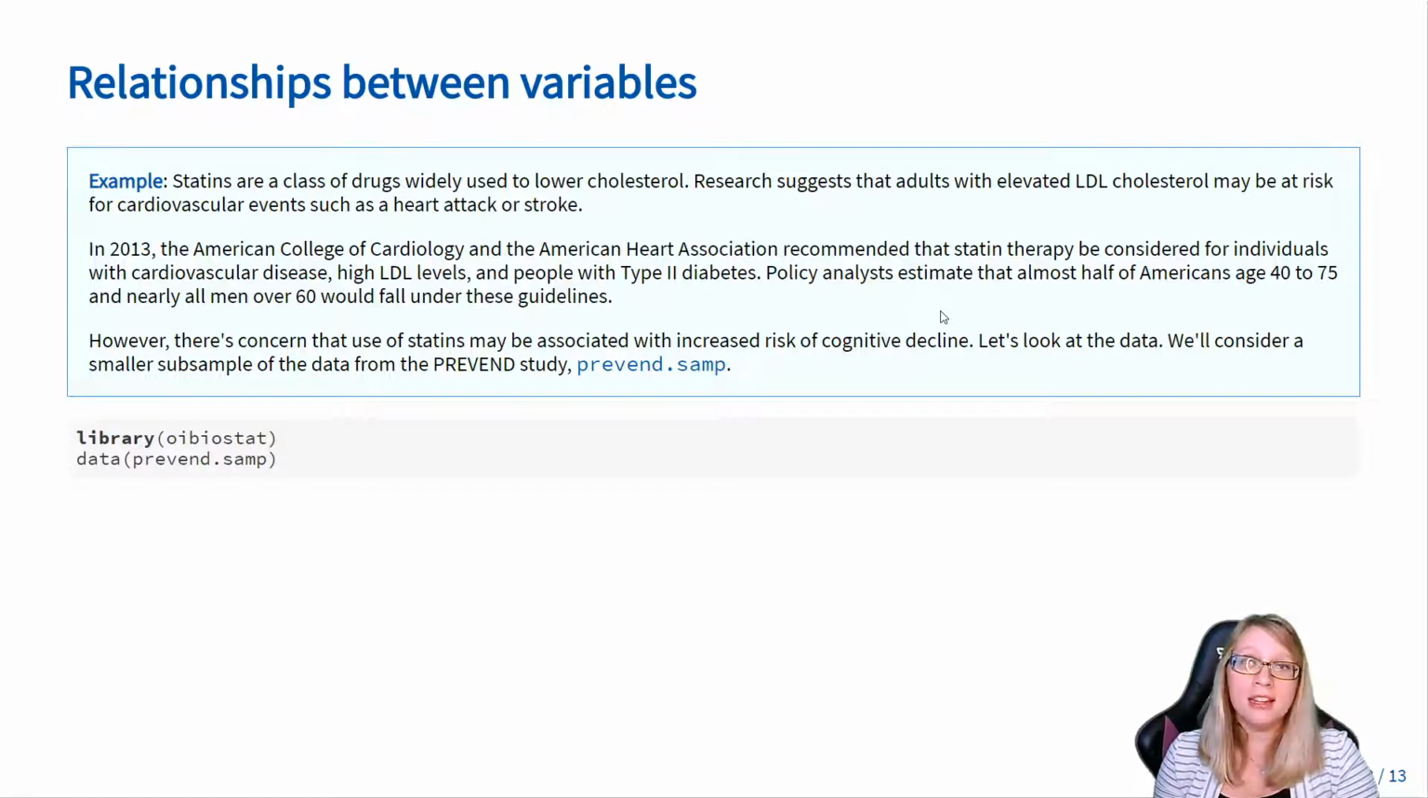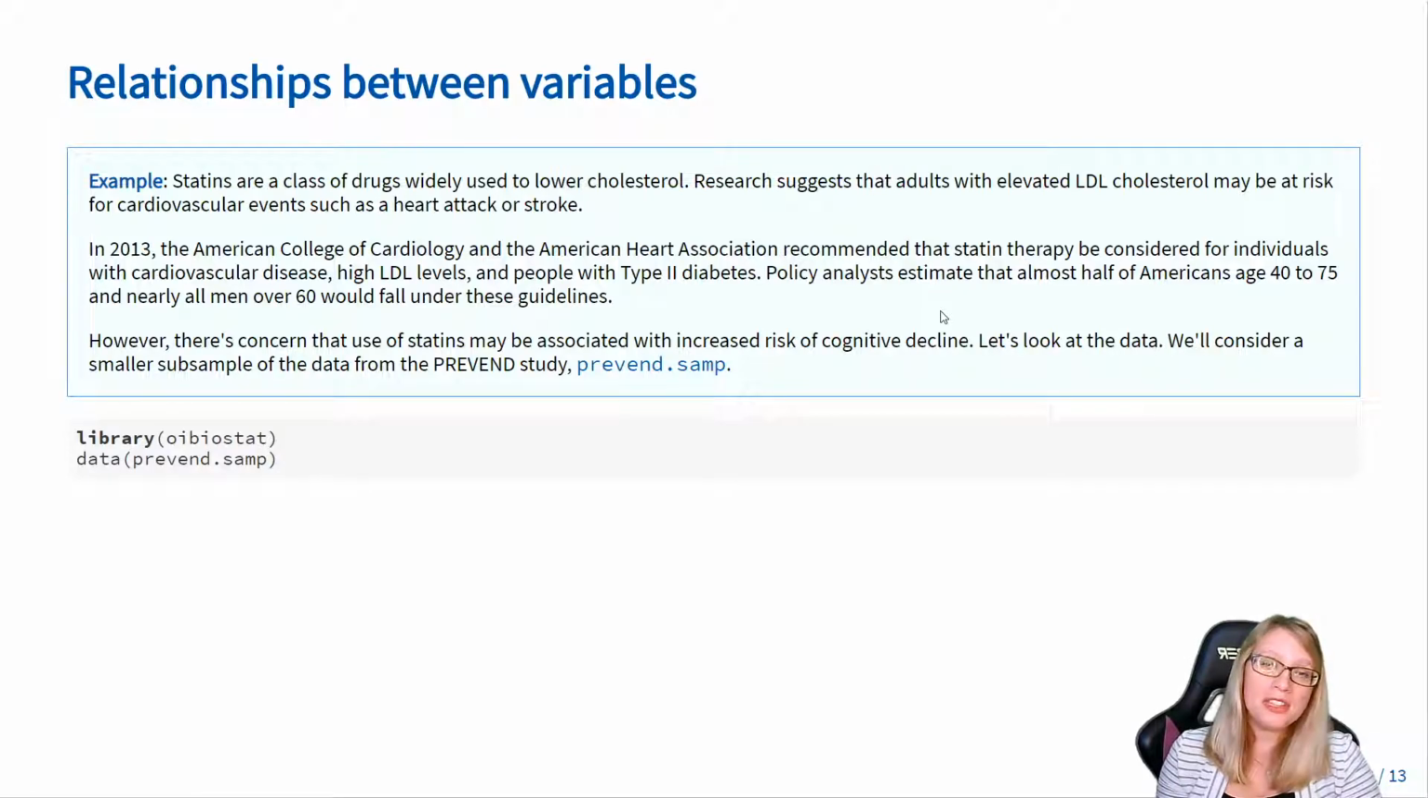Now, policy analysts have estimated that almost half of Americans age 40 to 75 and nearly all men over age 60 fall under these guidelines. So this is a very big section of the U.S. population. There is some concern, however, that increased use of statins may be associated with risk of cognitive decline.